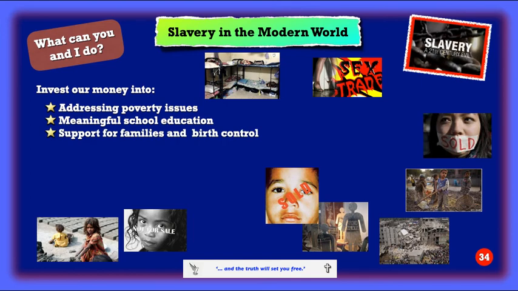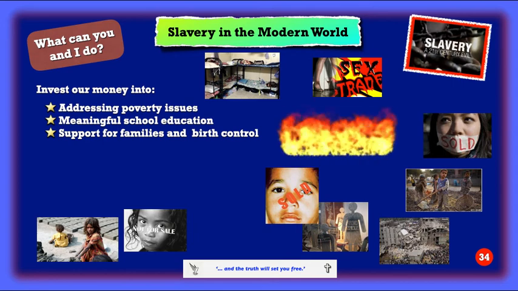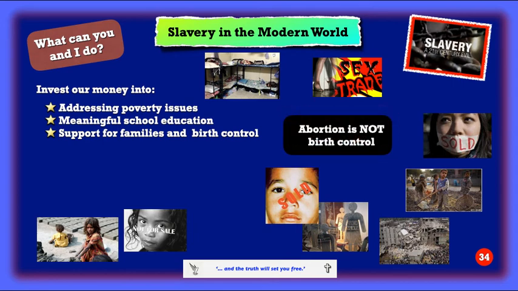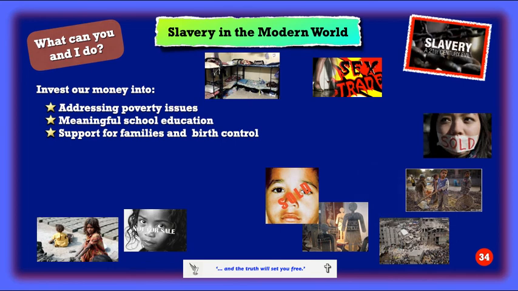We need to support families, honour families, but help families that don't end up with so many children that they're in poverty. We don't breed for poverty, but the answer is not abortion, which in the West we're tending to export. That's not the way forward.